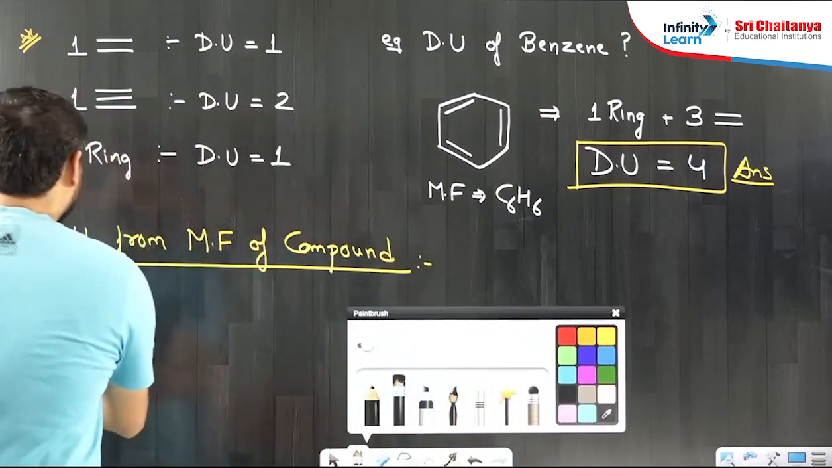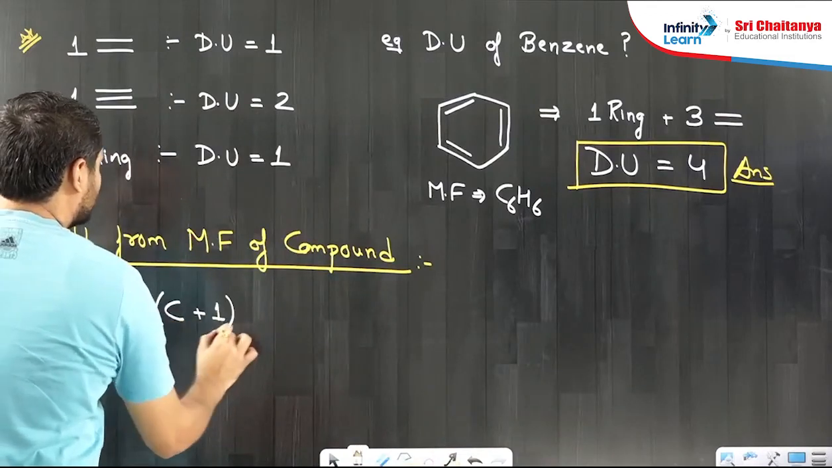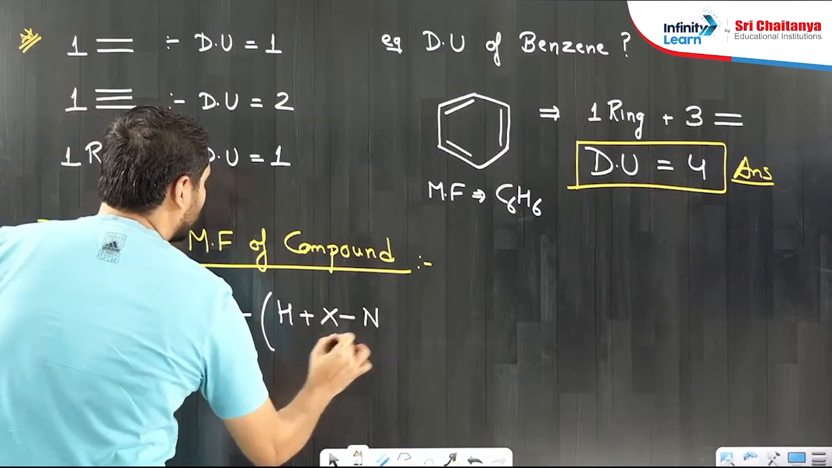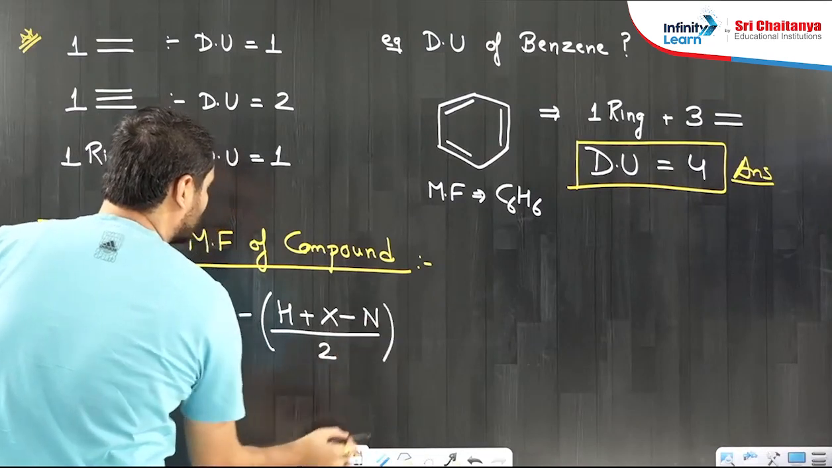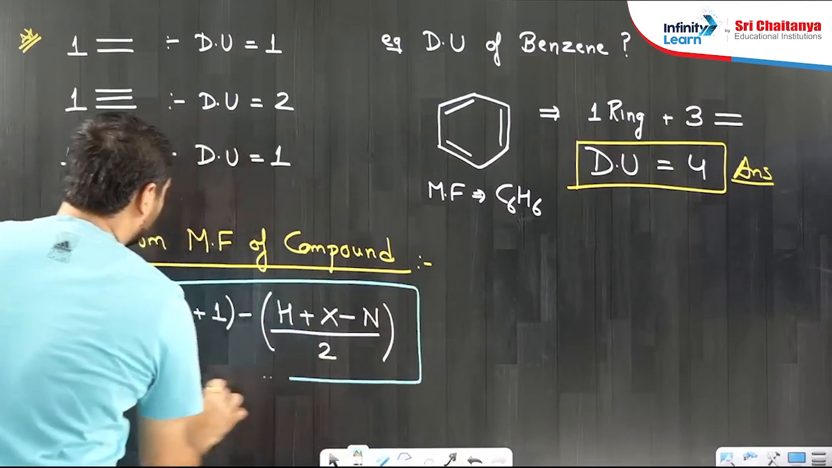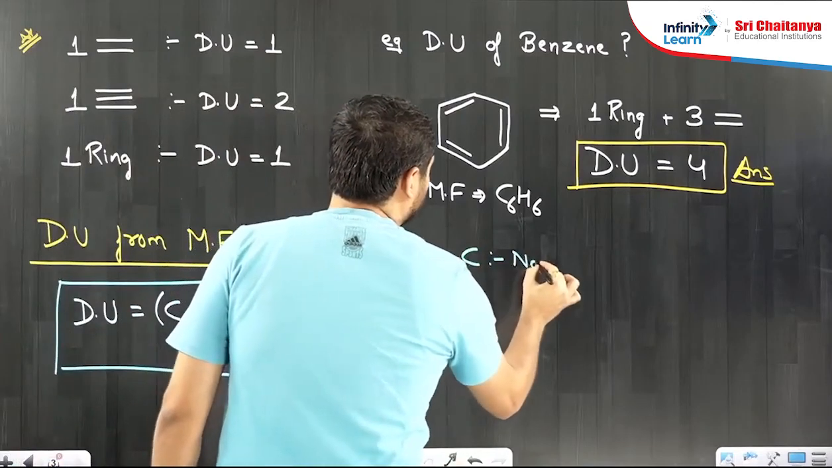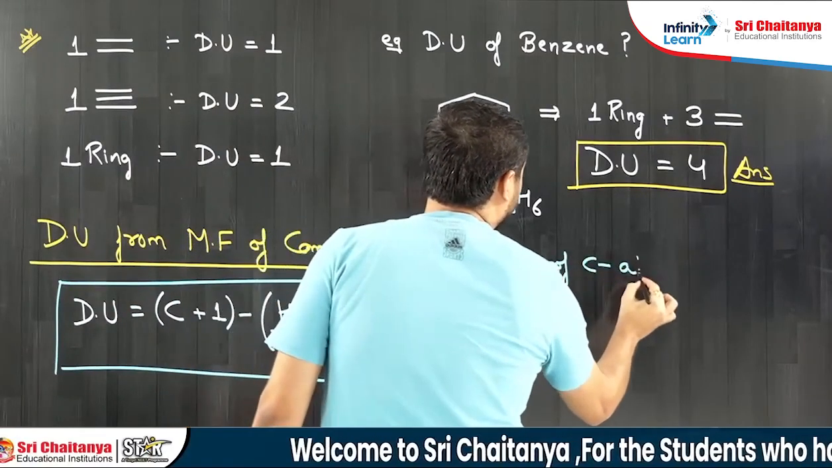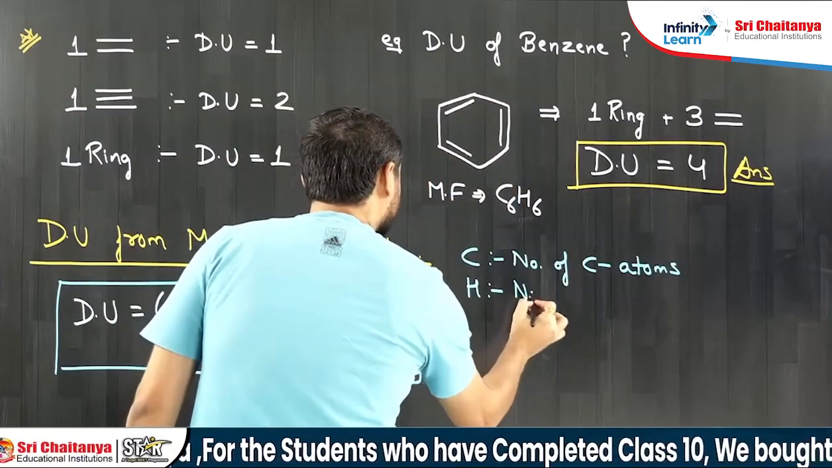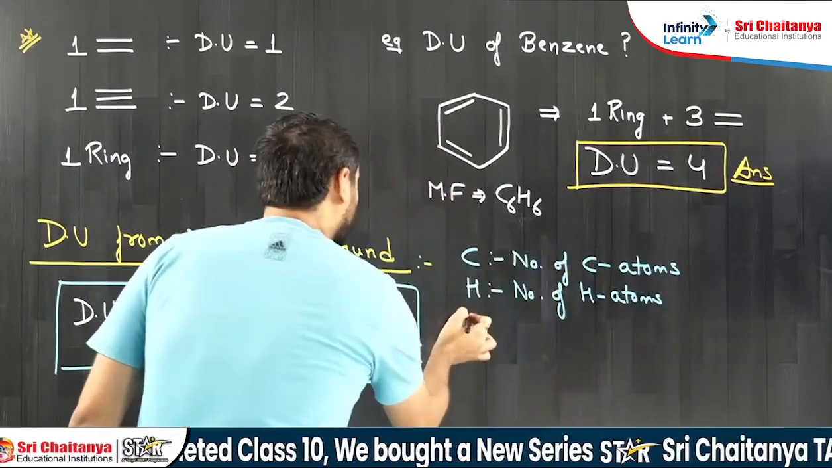So what is the formula for this? Degree of unsaturation is the number of carbon atoms plus 1 minus the number of hydrogen atoms plus halogen atoms minus nitrogen, divided by 2. So this is the formula for degree of unsaturation if the molecular formula is given. What is C here? C is the number of carbon atoms. What is H here? It is the number of hydrogen atoms.